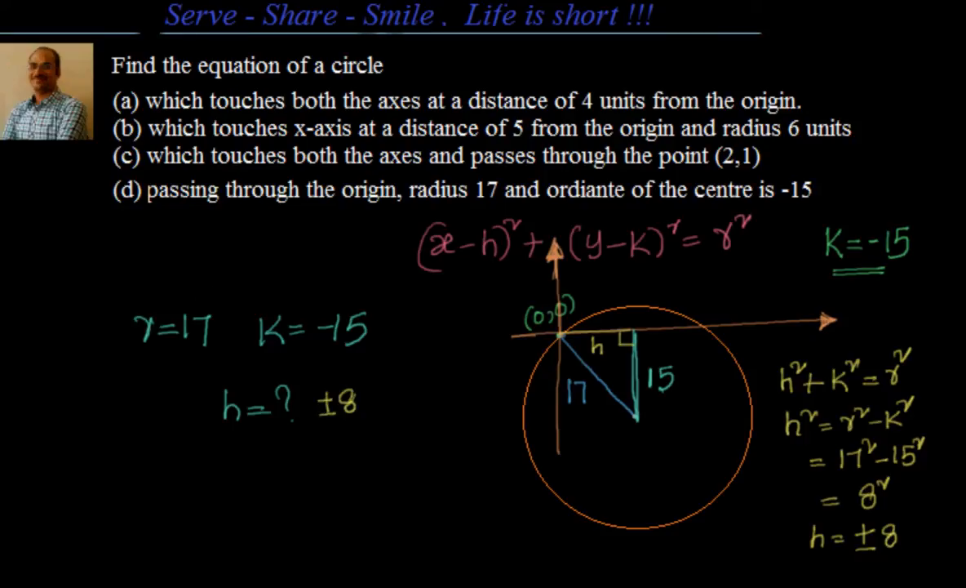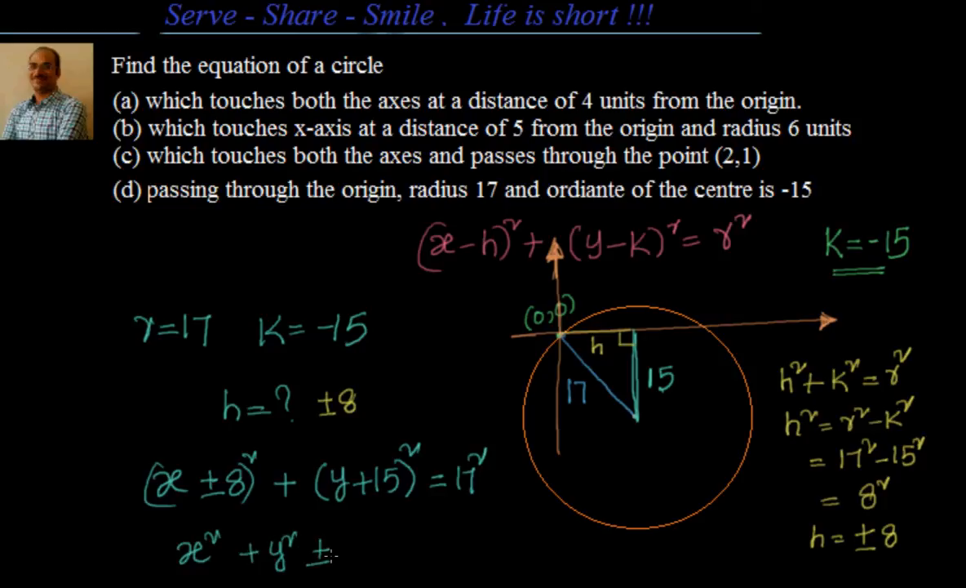So what will be the equation of the circle now? The circle will be x plus or minus 8 whole square plus y plus 15, because k is minus 15, minus of minus 15 is plus 15, y plus 15 whole square equal to 17 square. Or can I write it as x square plus y square plus or minus 16x plus 30y equal to 0.